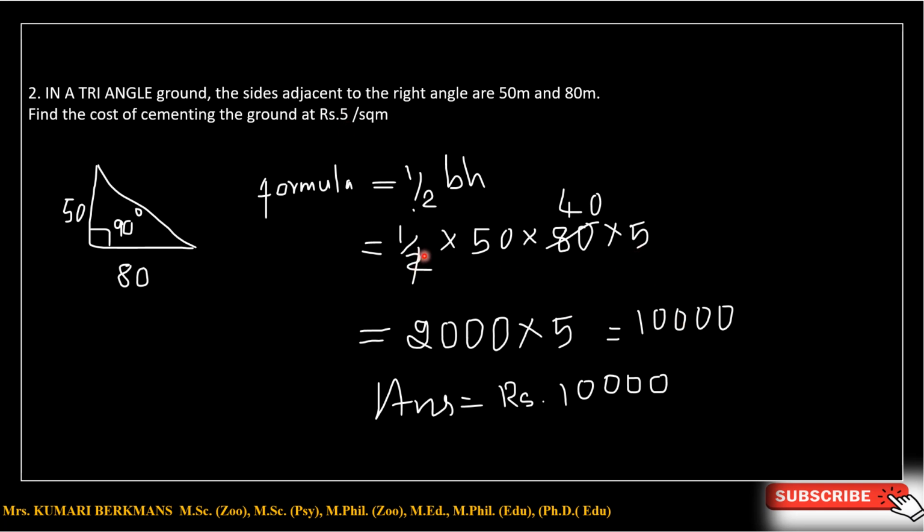Now let us strike this 2 here, and strike this 80, in the sense we get 40. So 50 into 40 into 5, we have to calculate it. 50 into 40 is 2000. So into 5 is 10,000. So the answer is rupees 10,000. So the cost of cementing the ground at 5 rupees per square meter is rupees 10,000.